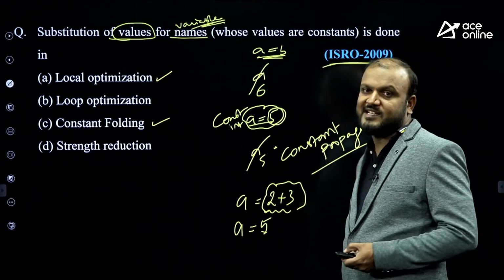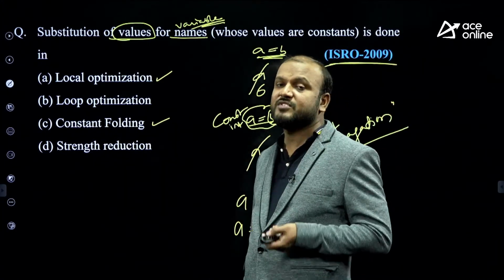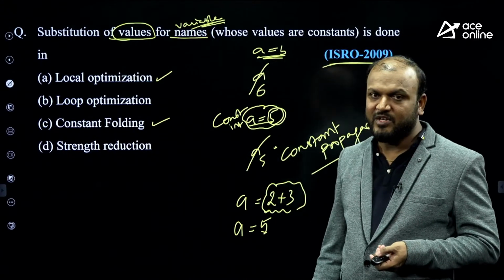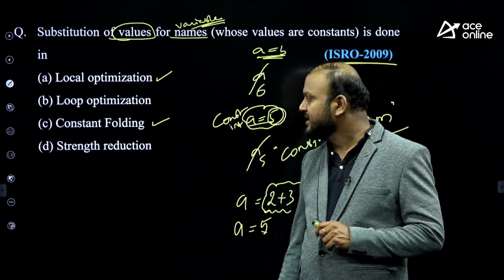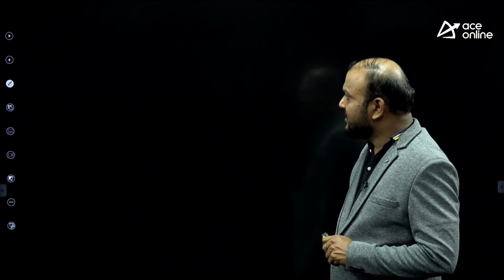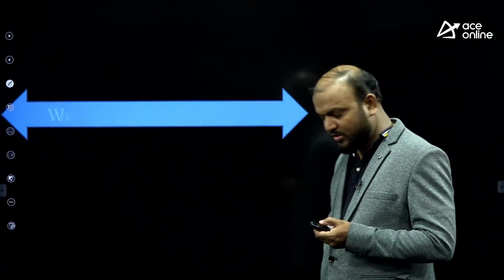It is an ISRO 2009 question. That's what I told you. Ambiguous questions are there. Be careful with an ambiguous question which is very close to that. You can put your answers. And these are all the questions.